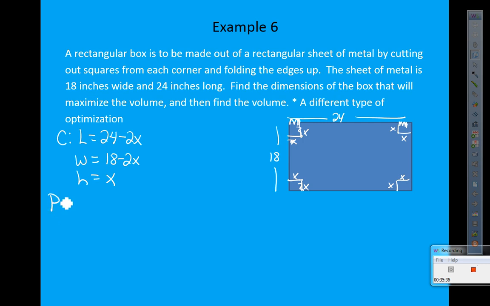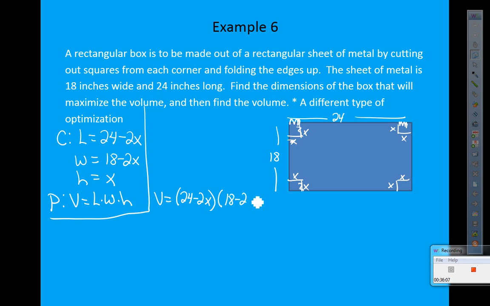My primary equation is going to be the volume that I'd like to maximize. And the volume is found by length times width times height. So there's where we are for a second. Well, here goes. I'm not going to solve for anything this time. But what I'm going to do is this. I'm going to say that my volume is my length, 24 minus 2x, times my width, 18 minus 2x, times the height.